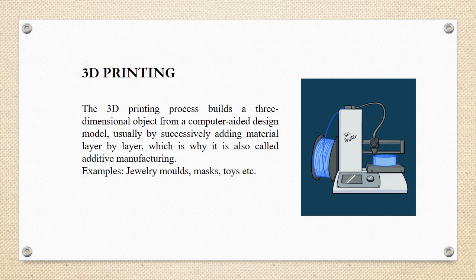The 3D printing process builds a three-dimensional object from a computer-aided design CAD model, usually by successively adding material layer by layer, which is why it is called additive manufacturing. Examples of 3D printing technology are jewelry molding, masks, toys, etc.